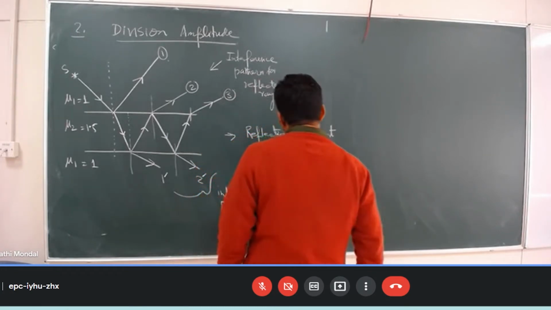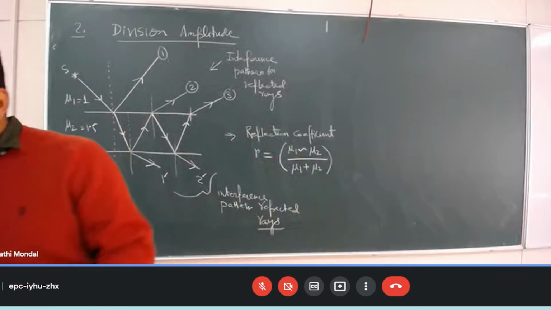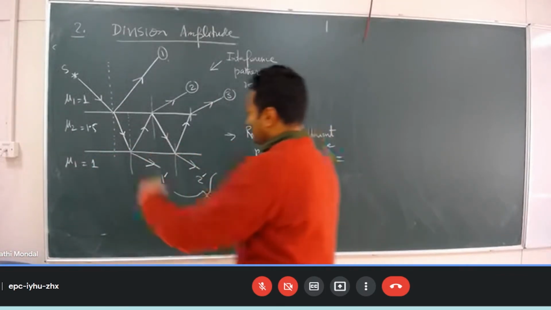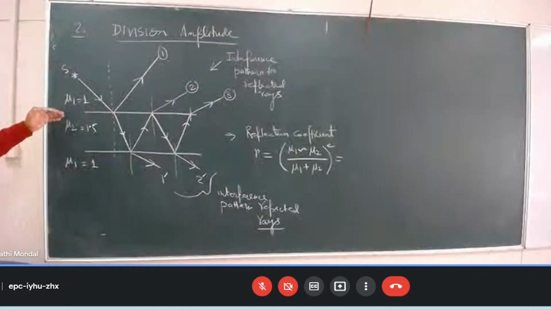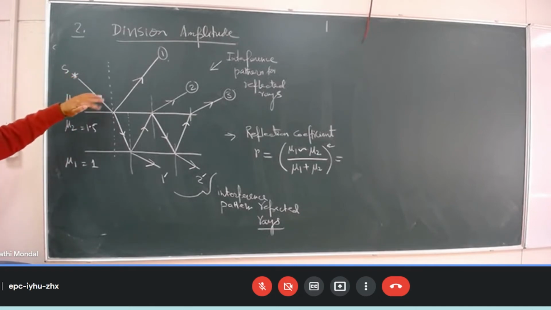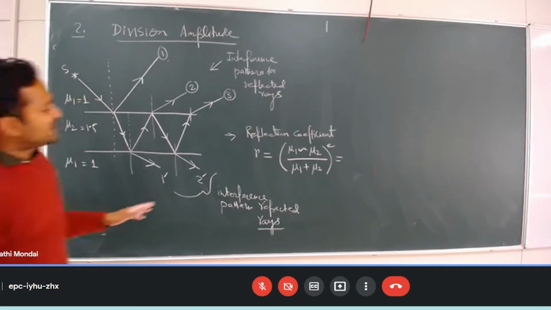So it depends on how much the discontinuous change in the refractive index is happening at the boundary. That will give you what percentage of light will reflect and what percentage of light will refract in the denser medium.